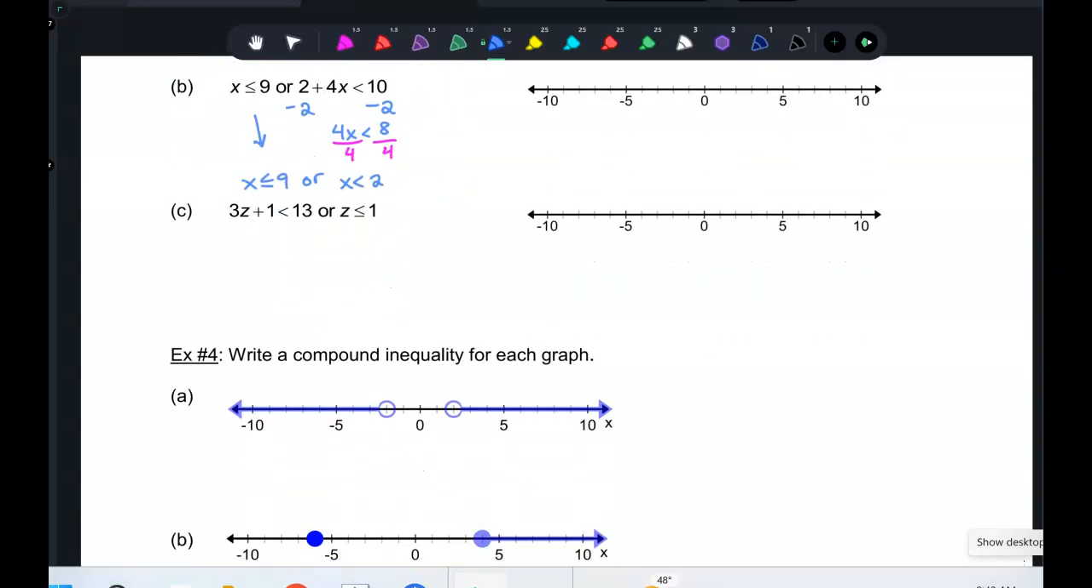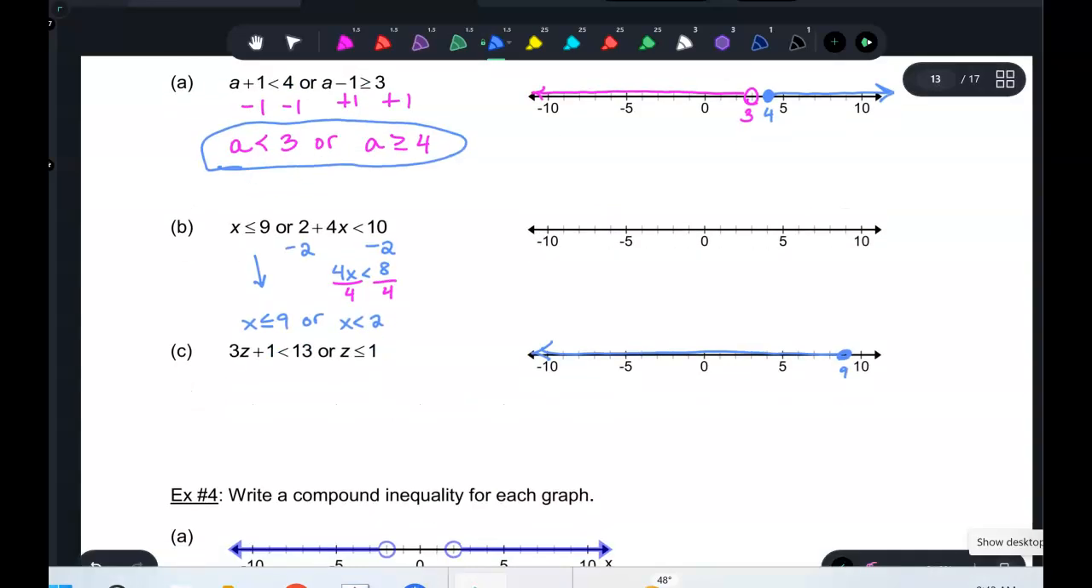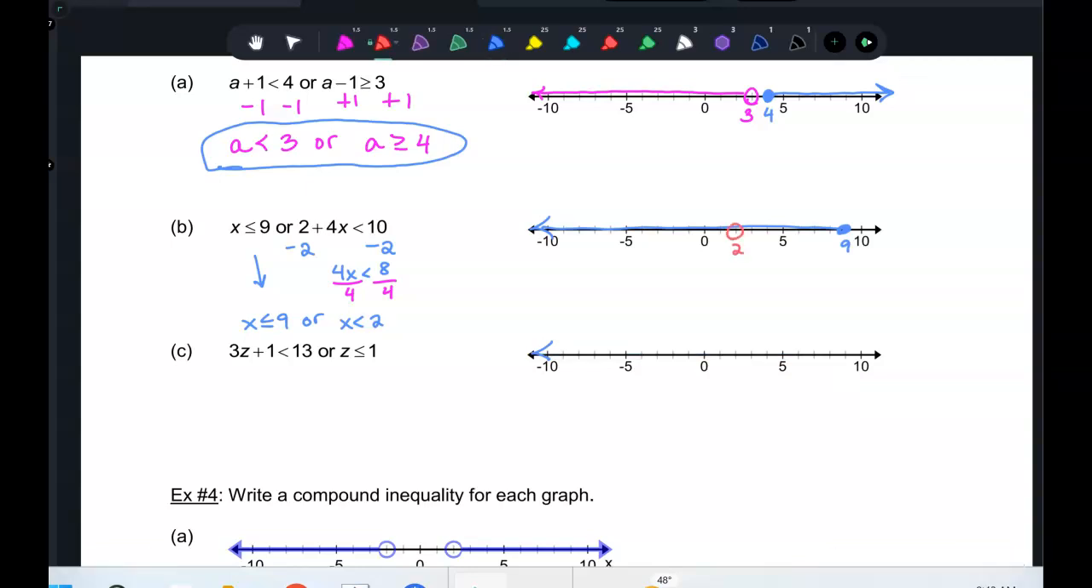Now this one's unusual because they're going to overlap. Let's see. x is less than or equal to 9. So here's 9. Or x is less than 2. Now, what do we notice? They end up overlapping each other.